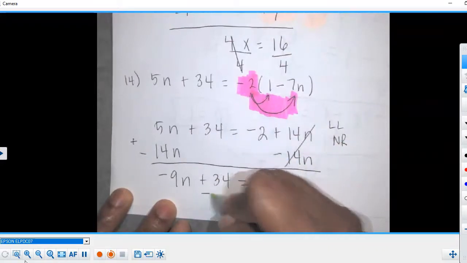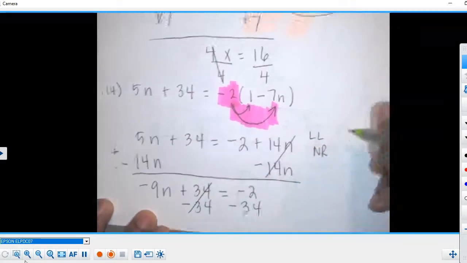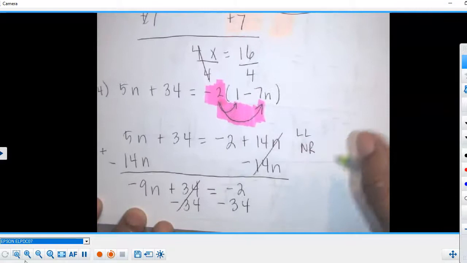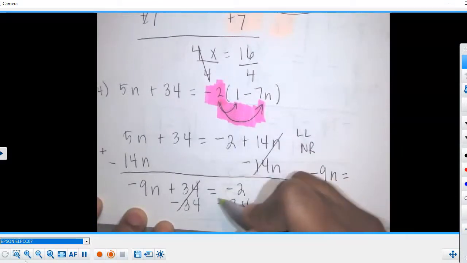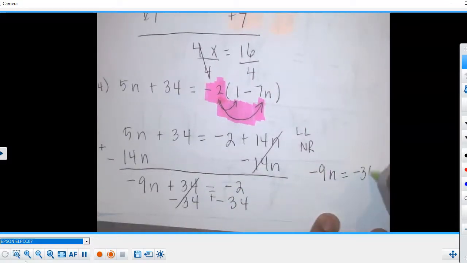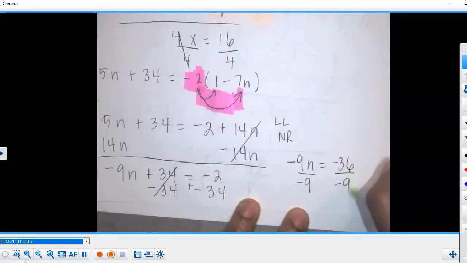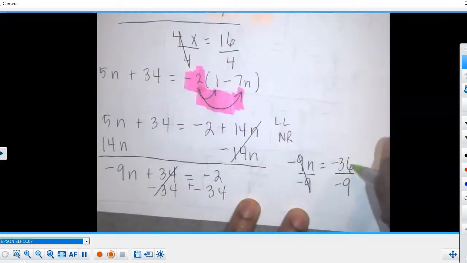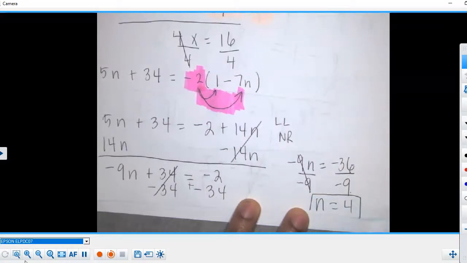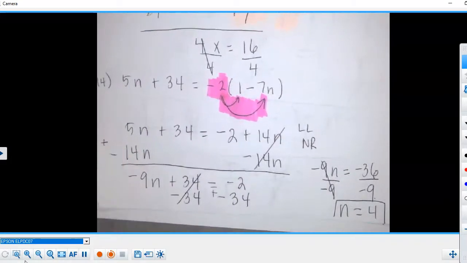Okay, and then I'm going to subtract 34 because I'm moving my numbers to the right. So go up here. So we have negative 9n on the left. And then remember this, if we're adding them together, this is a negative 36. And then we're going to divide by negative 9, divide by negative 9. And then a negative divided by a negative is a positive. So n is equal to 4. And again, you can go and check yourself to make sure you're right, or if I'm right, okay? That takes care of that one.